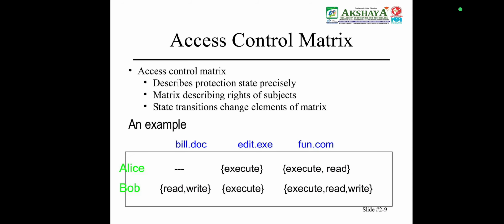For example, we have Alice and Bob. When they build a document and edit.exe and execute under fun.com, Alice is going to execute and read. Bob can read, write and then execute and read and write.